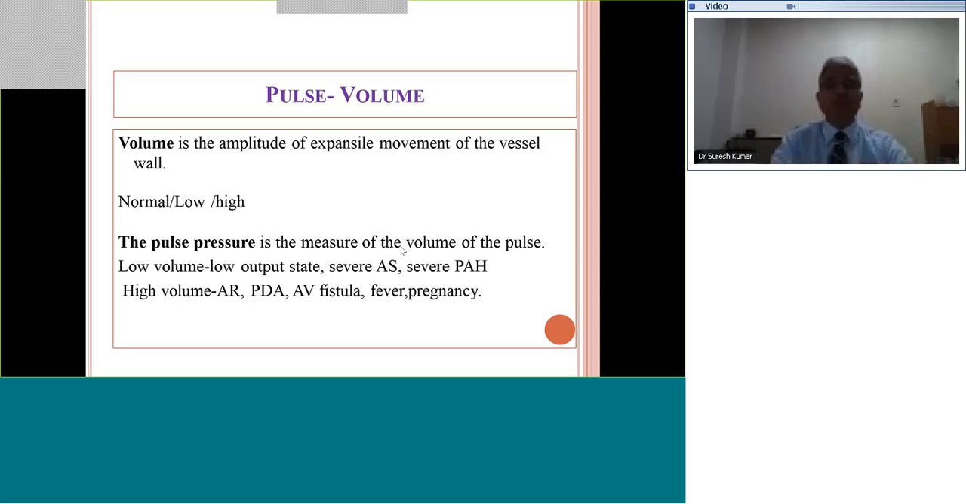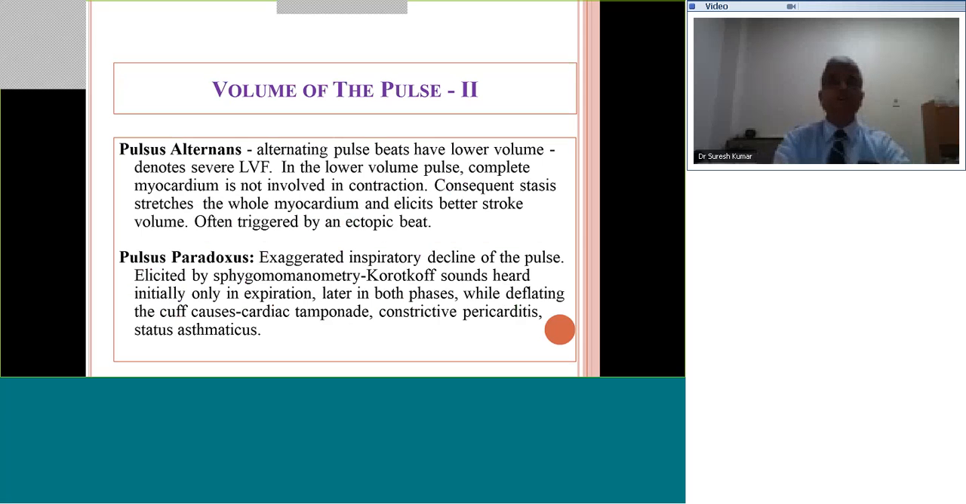A low volume pulse you would find in any low output state when the child is in shock, in severe aortic stenosis, or severe pulmonary hypertension. The defining feature of all these conditions is a low resting cardiac output. On the other hand, a high volume pulse you could see in aortic regurgitation, ductus, AV fistula, or in physiologic states like fever and pregnancy or thyrotoxicosis. The abnormalities of volume of the pulse, apart from being high or low, there are a few. Pulsus alternans and pulsus paradoxus, they merit special description.